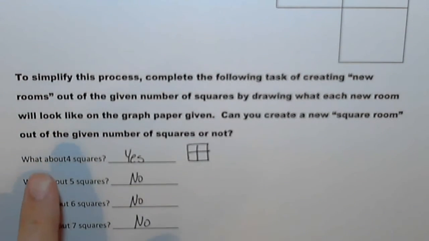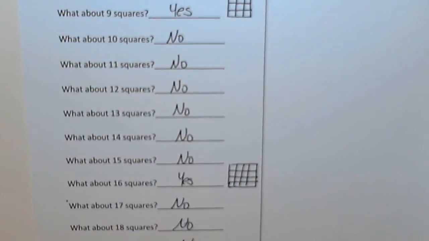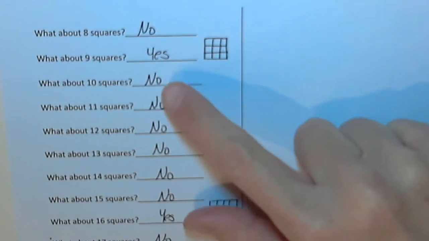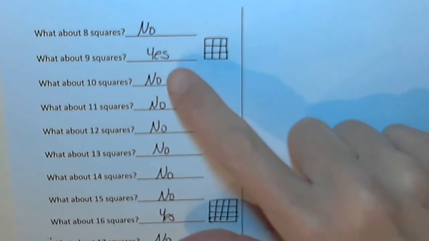So what you should have found was that 4 squares works, 5, 6, and 7 do not. On the next page, 8 squares does not, 9 does. It's a 3 by 3 room.